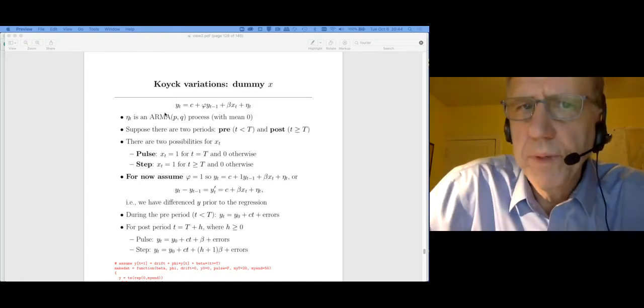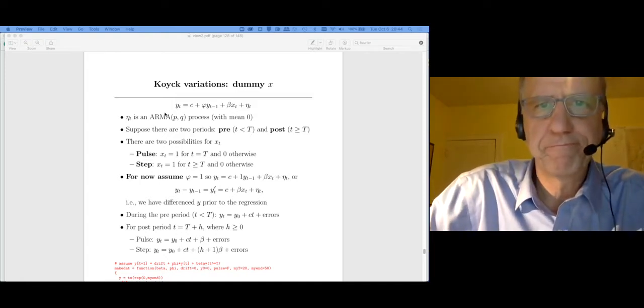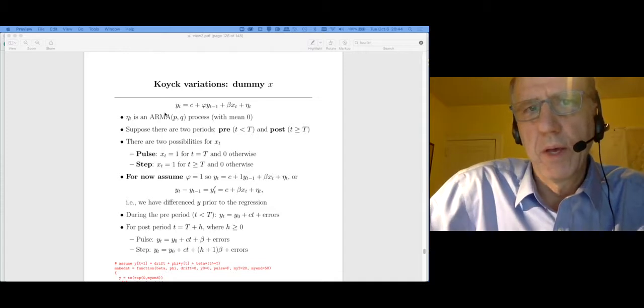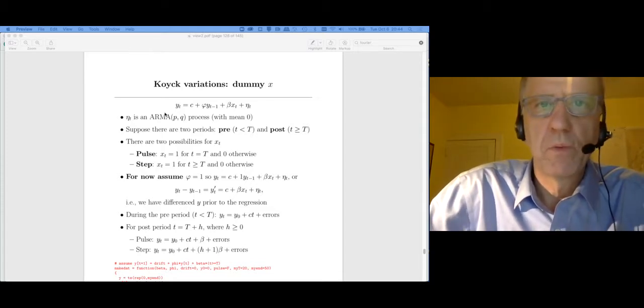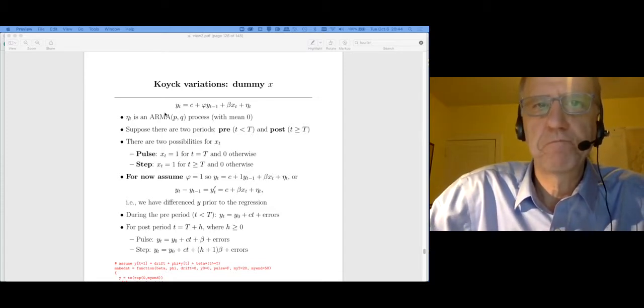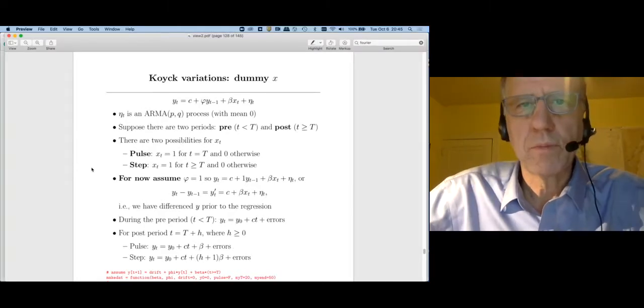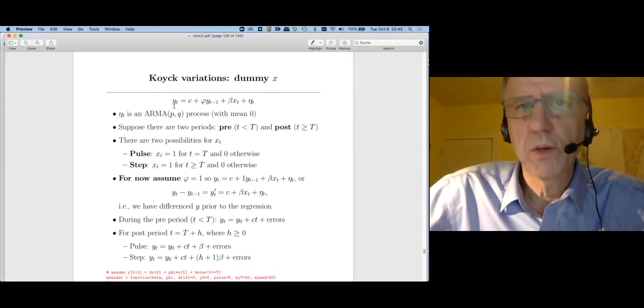I'd like to now do a bit more with the Quake model. It turns out the Quake model is very useful when we try to understand the effects of an intervention. Just as a review, this is the Quake model.